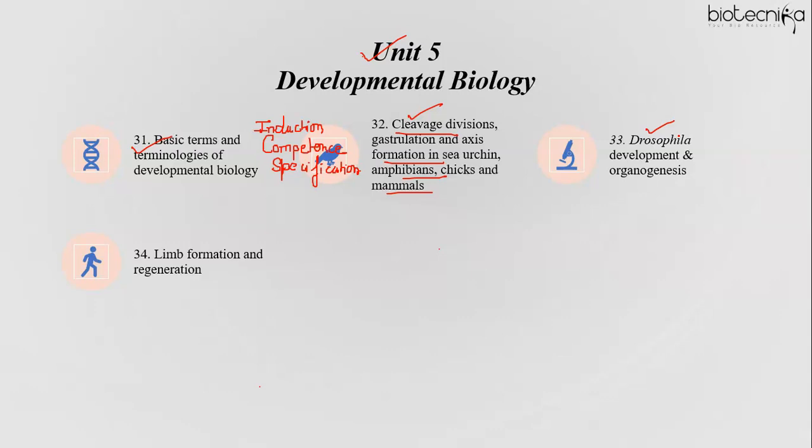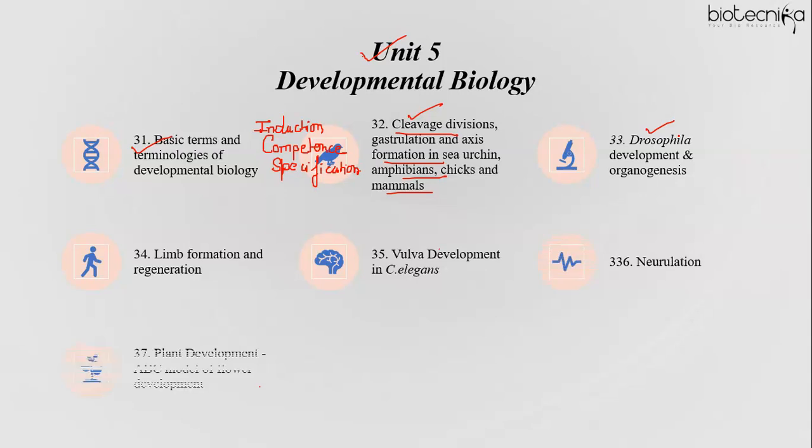Then limb formation and regeneration is another important topic. Vulva development in C. elegans. Neurulation is also important. And especially in plant developmental biology, the ABC model of flower development is very important.